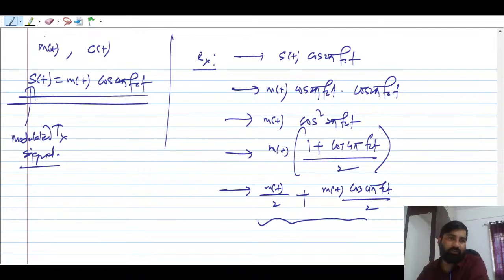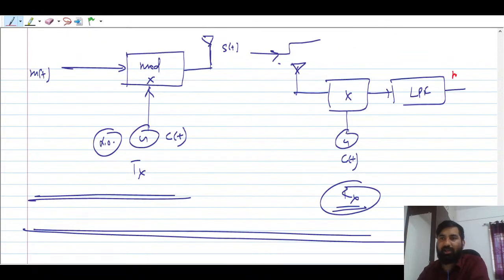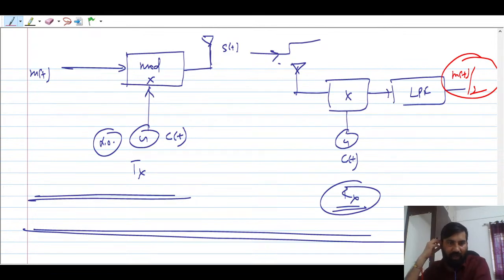So in the low pass filter, what will happen? This term will be rejected because it is at high frequency. So here you will get m(t)/2, and this 1/2 can be adjusted with the help of some sort of amplifier gain. You can adjust that 1/2, so you'll get the original signal. Understood? So this is the process that is going on.